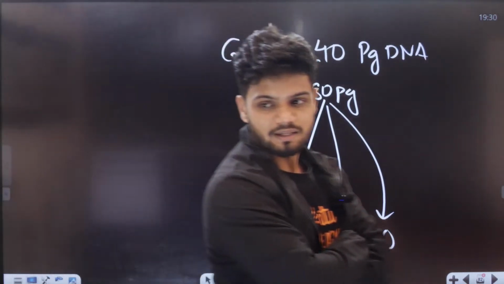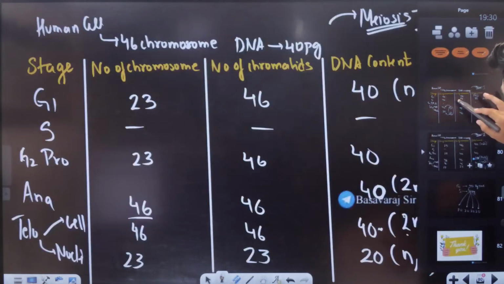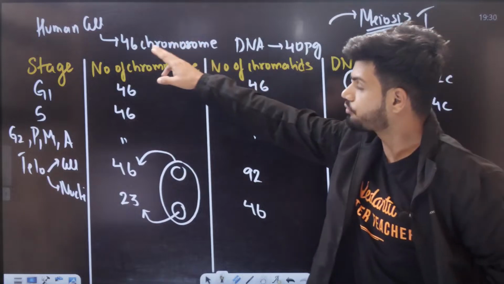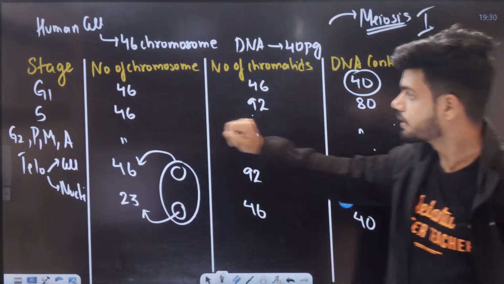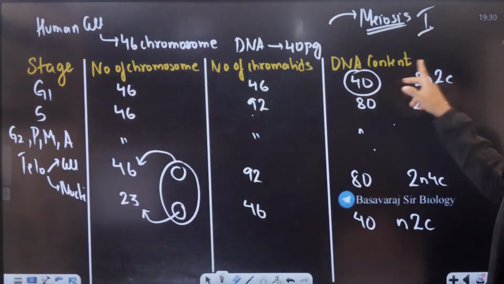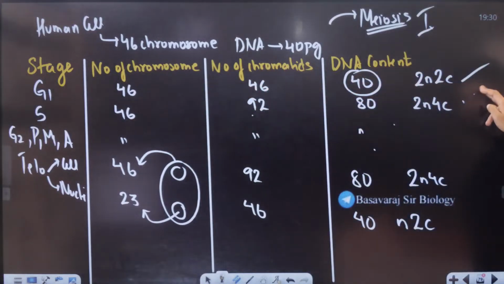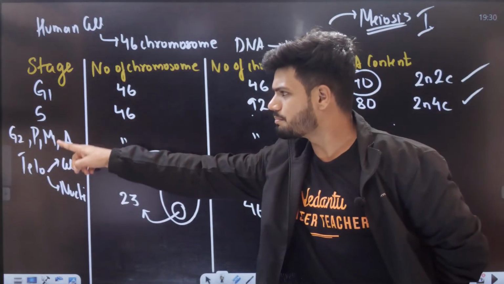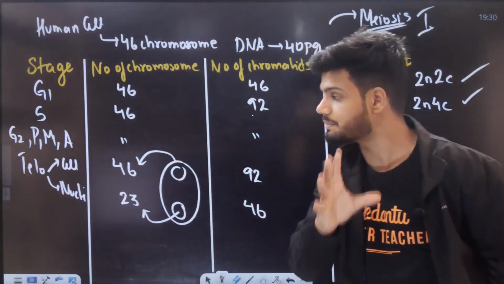Okay, let me give a recap one more time, students, because it might be a little confusing for all of you. So listen to me. What happened here? First we had a human cell, 46 chromosomes, DNA count 40, meiosis 1. G1: 46, 40 DNA, 2N and 2C. S phase became double, 2N and 4C. DNA count became double. Until G2, M, prophase, metaphase, anaphase of meiosis 1, it remains the same.